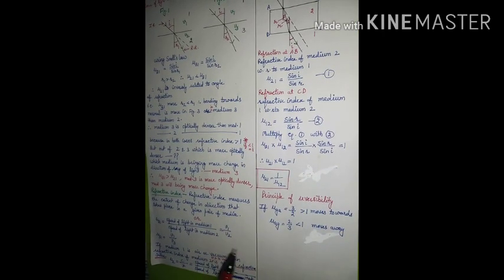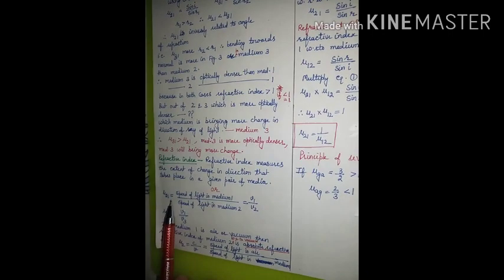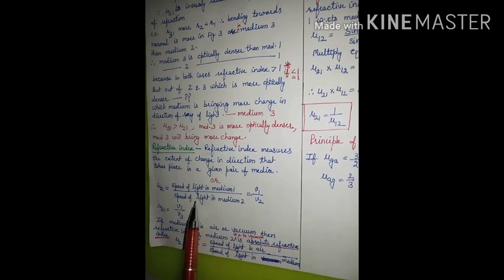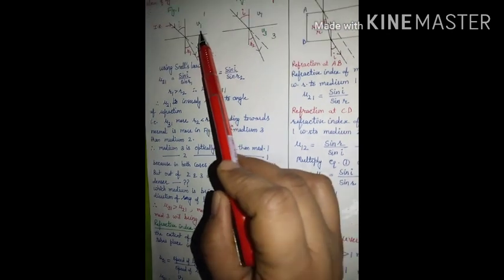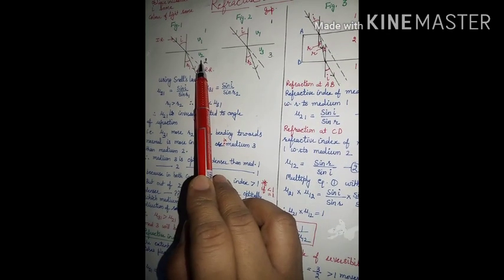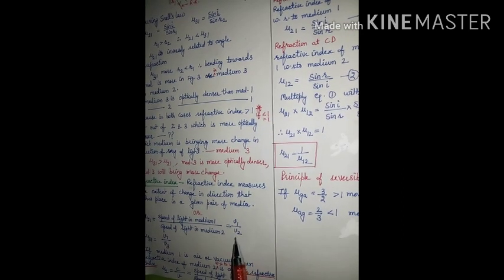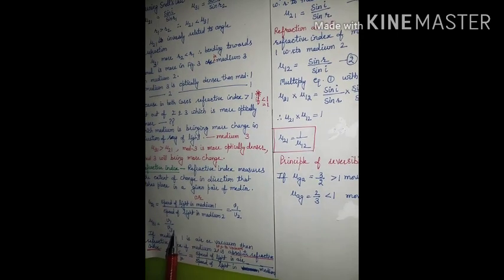Or, another definition of refractive index we are going to have. This is given as the ratio of the speed of light in the first medium divided by the speed of light in the second medium. If in the first medium I consider the speed of light v1 and in the second medium v2, then mu21 can be written as v1 upon v2, and mu31 can be written as v1 upon v3.